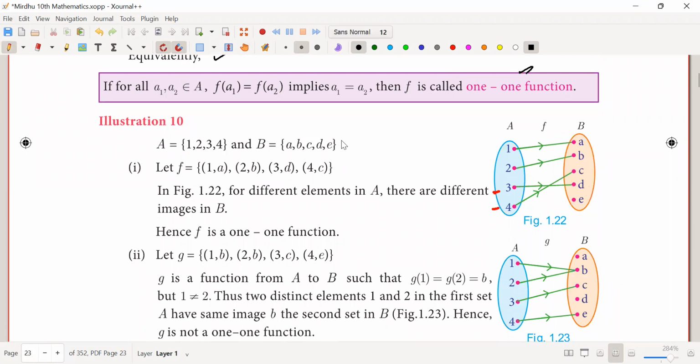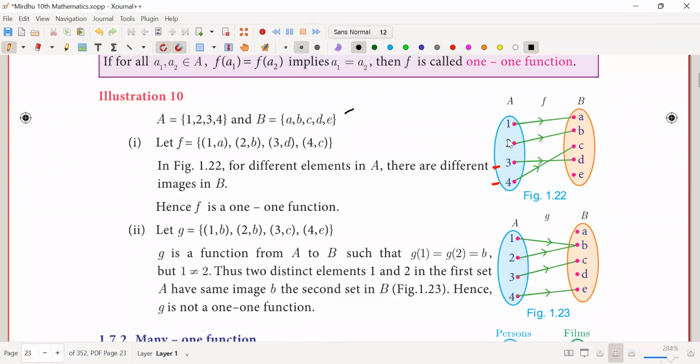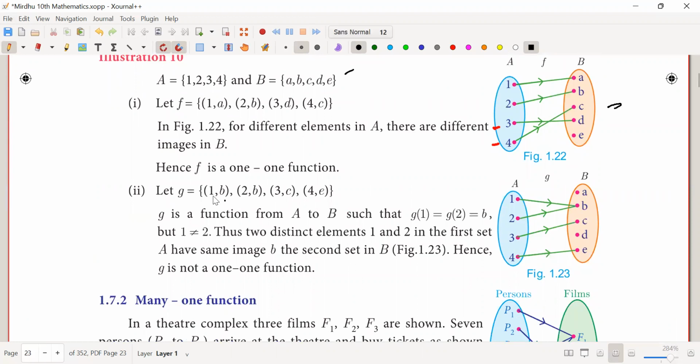A = {1, 2, 3, 4}, B = {a, b, c, d, e}, and the function f = {(1, a), (2, b), (3, d), (4, c)}. Fig 1.22 shows the different elements. You can just map it with an arrow diagram; it will not be a problem for you, right? Then 1 goes to B, 2 goes to B, 3 to C, 4 to E. So here from 2 unique elements of A, 1 image is there.